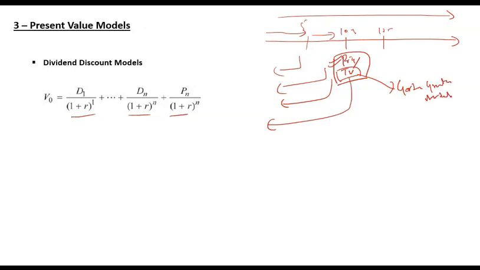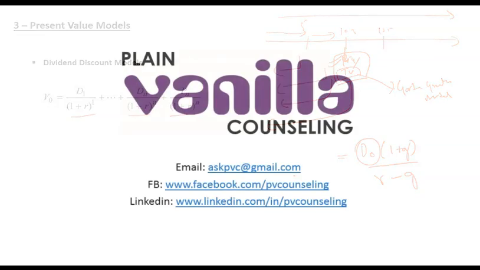The Gordon growth model says that if there is a payment or cash flow which is expected to increase at a constant rate in future, then its present value can be found using the formula D0 times (1 plus g) divided by (r minus g). R is your required return, g is the sustainable growth rate at which it will continue to grow forever, and D0 is the dividend in that particular year at which you are finding the value.